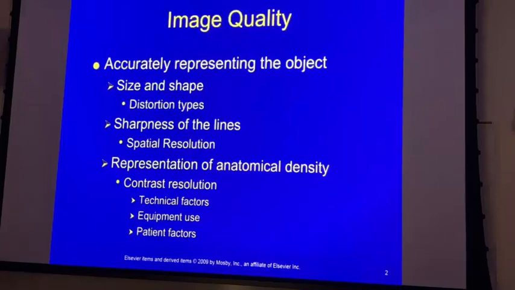So we talked about distortion types, and sharpness of the lines being your spatial resolution. We talked about how to differentiate, on a test question, between spatial resolution and contrast resolution. If it just said resolution, what were we talking about? Spatial resolution, right? Contrast resolution was always going to say contrast resolution or just contrast. Contrast equals contrast resolution. Resolution is spatial resolution, geometric factors, and all that, right?